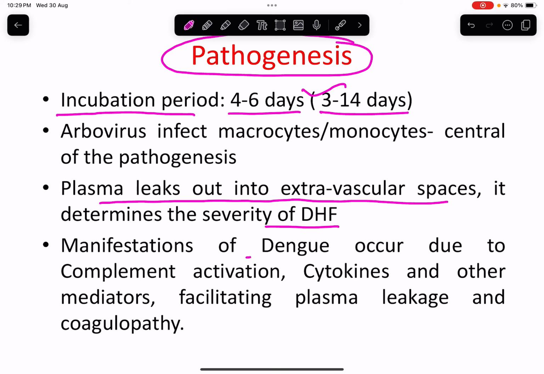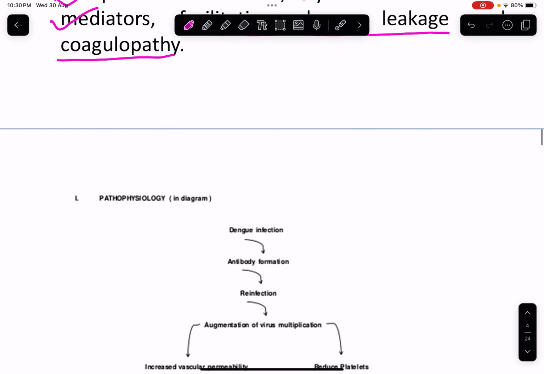Manifestations of dengue occur due to complement activation, due to cytokines and other mediators, which ultimately facilitate plasma leakage. Plasma gets leaked from the intravascular to the extravascular space, resulting in shock, and there may also be coagulopathy. So this is about the pathogenesis of dengue, how it infects a person. And after a certain incubation period, there will be manifestation of symptoms.